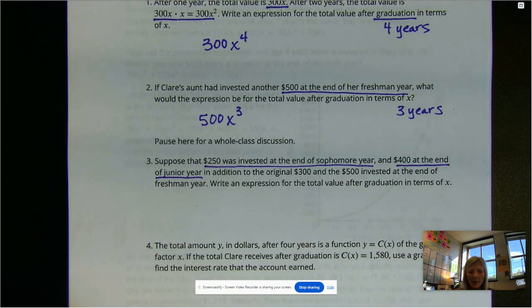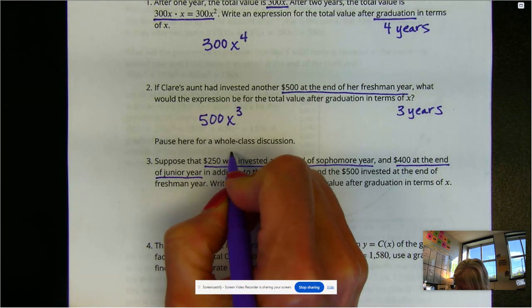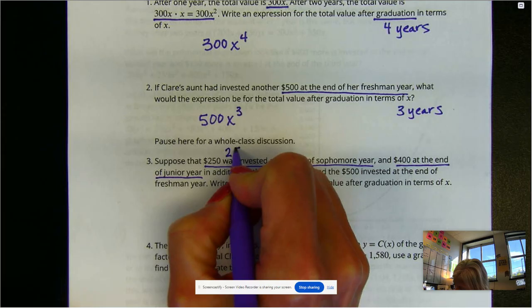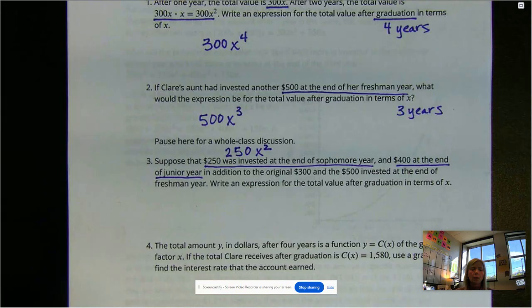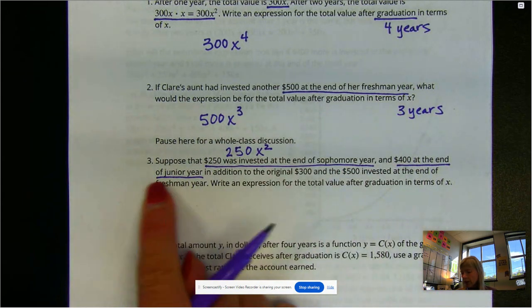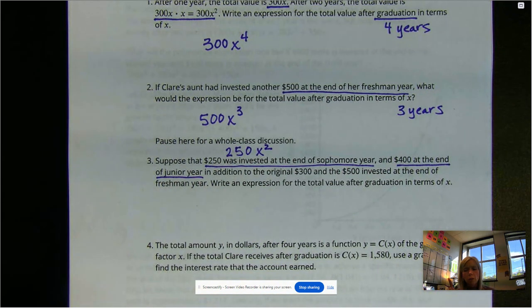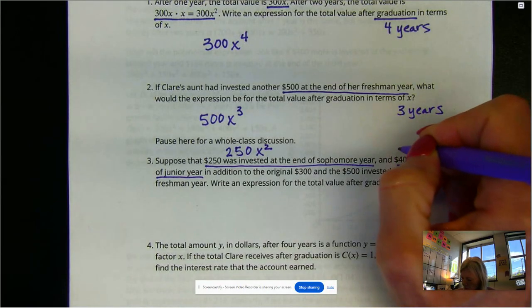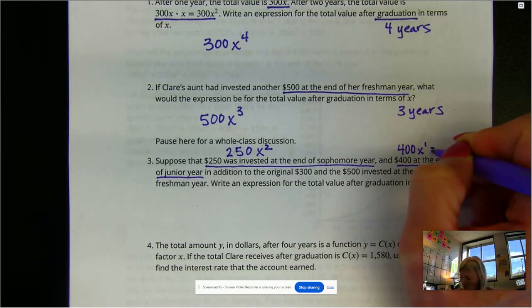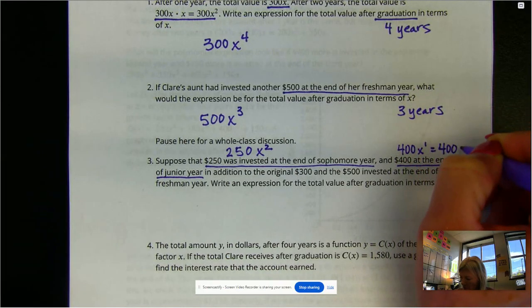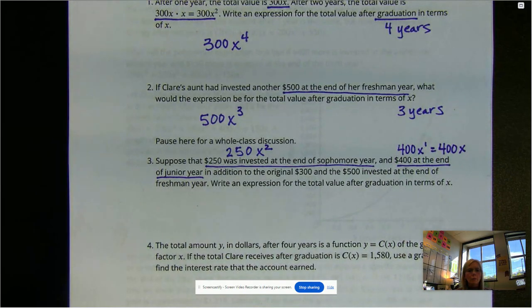And so that $250 is going to have its own expression of 250x squared, because again, it only gains that interest for 2 years. But then the $400 at the end of her junior year, that's only going to earn interest for 1 year. So that would be 400x to the first, which is the same thing as just 400x. Okay, when our exponent is 1, we typically don't write it.